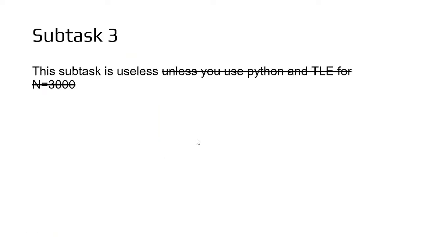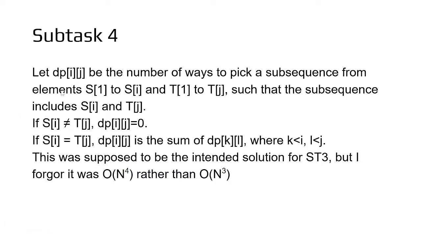Subtask 3, we just skip. For subtask 4, you let dp i, j be the number of ways to pick a subsequence from the first i elements of S and the first j elements of T, such that the subsequence includes both S_i and T_j. If S_i and T_j are not equal, then it's 0 because the last elements of the subsequence will be different. If they are equal, then dp i, j is the sum of dp k, l over all k less than i and l less than j.